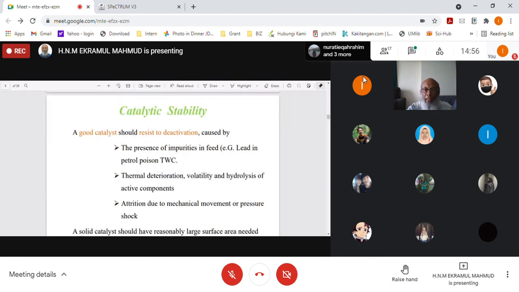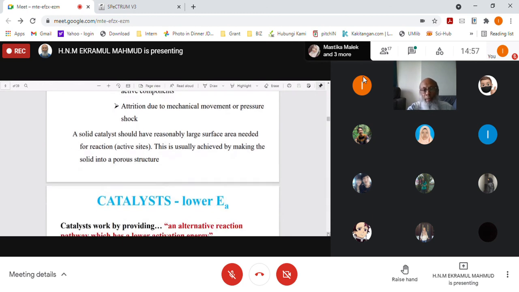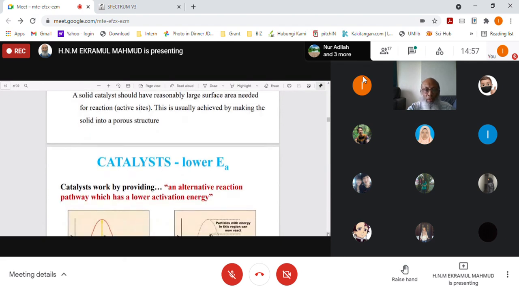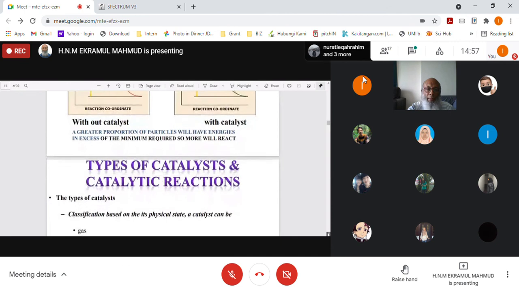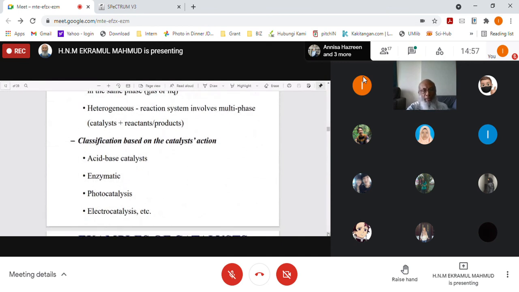It can be deactivated by impurities like lead in petrol. It poisons the catalyst, right? And thermal deactivation can also happen. All these are the factors. So a solid catalyst should have a reasonably large surface area needed for the reaction to go. This is usually achieved by making the solid into a porous structure, right? So, a catalyst should lower the activation energy. Of course, we should look at that, right? Anyway, these are the things we have already discussed.